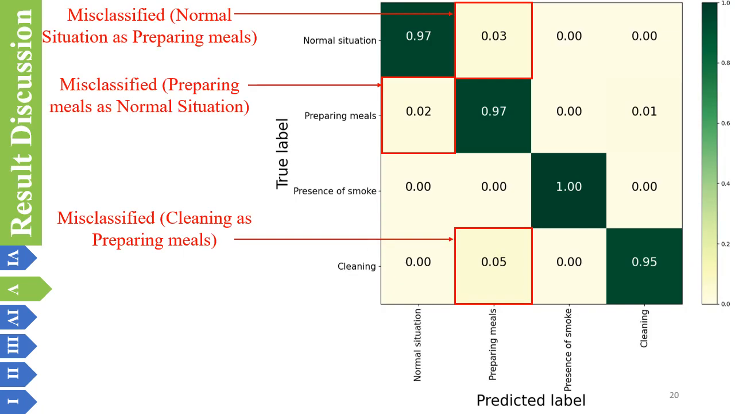And here the confusion matrix for the final test. We see that there is 3% from the first class classified as second class, and also 2% from the second class classified as first class, and also there is 5% from the last class classified as the second class. This also validates our hypothesis. This similarity contributes to misclassification, resulting in confusion between these three classes.